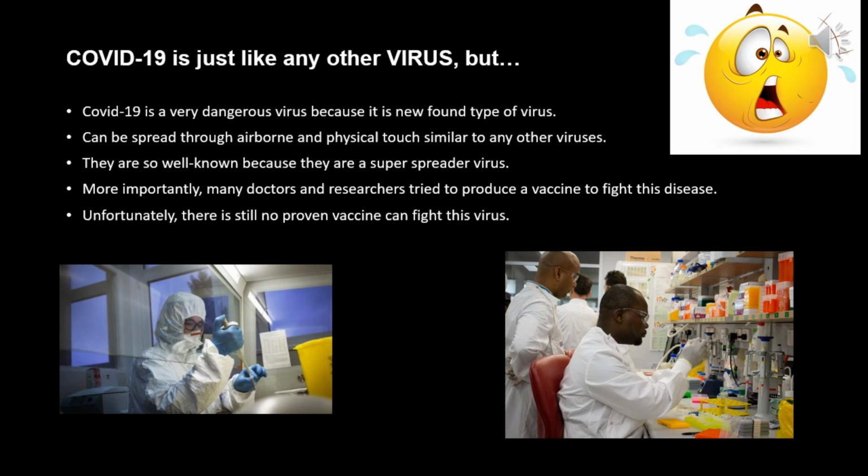COVID-19 is just like any other virus, but it is very dangerous because it is a new type of virus. It can be spread through airborne and physical touch, similar to any other viruses. It is so well known because it is a super spreader virus. More importantly, many doctors and researchers are trying to produce a vaccine to fight this disease. Unfortunately, there's still no proven vaccine that can fight this virus.